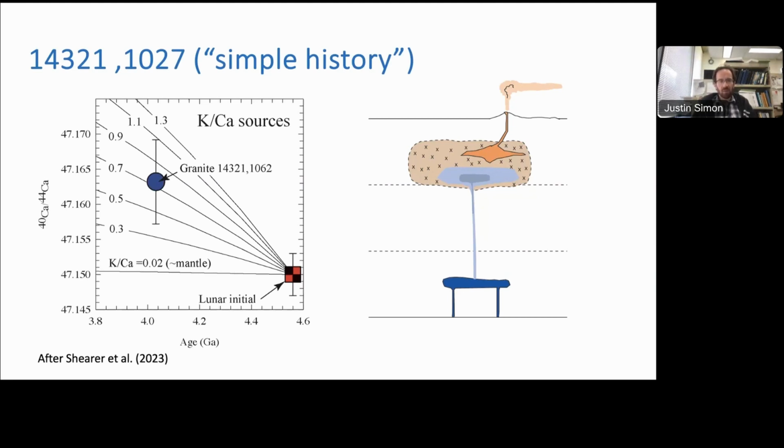But those evolution curves, those numbers, 0.3, 0.5, 0.7, 0.9, et cetera, are the potassium calcium ratio of its source. And so that's basaltic, that's andesitic, and that's rhyolitic. This is significant. It tells us that this rock had a source that was maybe andesitic or possibly rhyolitic or granitic, which is something we couldn't have gotten from just the samarium neodymium or zircon lead ages. So that's a pretty interesting observation.